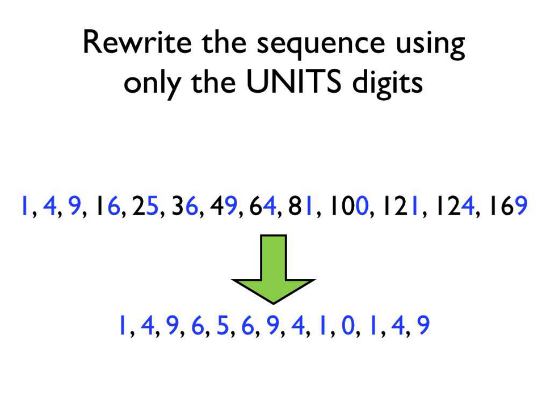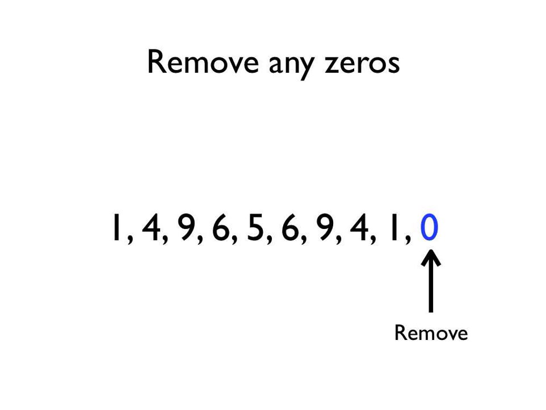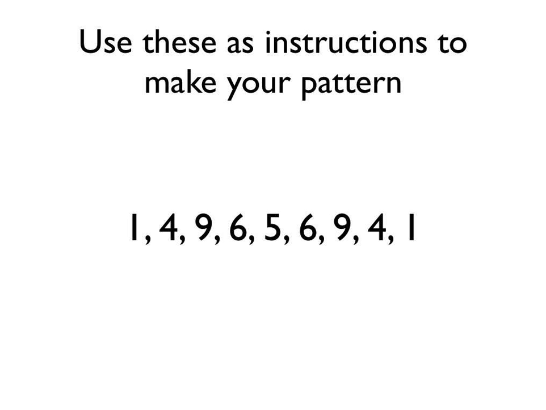Okay, the next step, if you look at your new sequence, you'll see if you've got enough terms in there that it actually starts repeating. So for me, after I got past the 0, the 1, 4, 9 started repeating again. Now you don't need repeating bits in what we're going to do, so basically just chop off the part of your sequence where it starts repeating. Okay, if you've got any zeros, they're not particularly helpful for this task, so get rid of those too. So I'm going to remove the 0 that I've got, and here is my sequence.